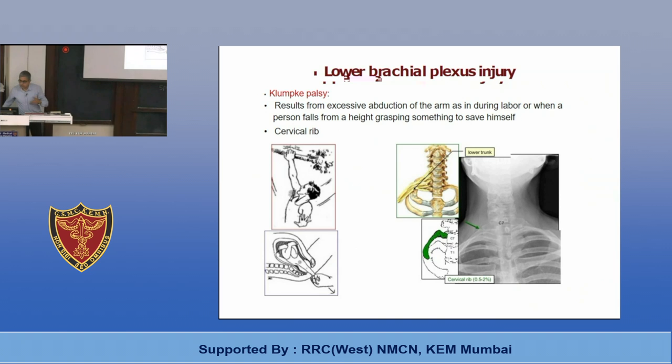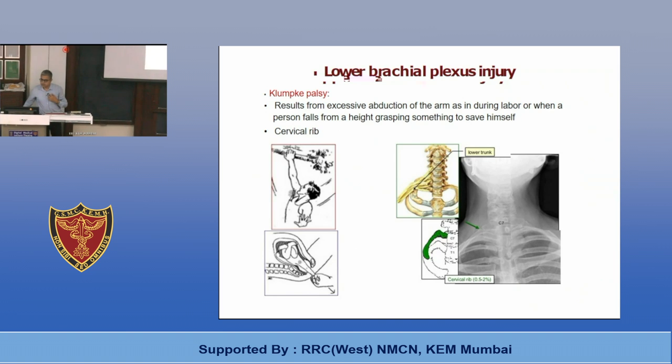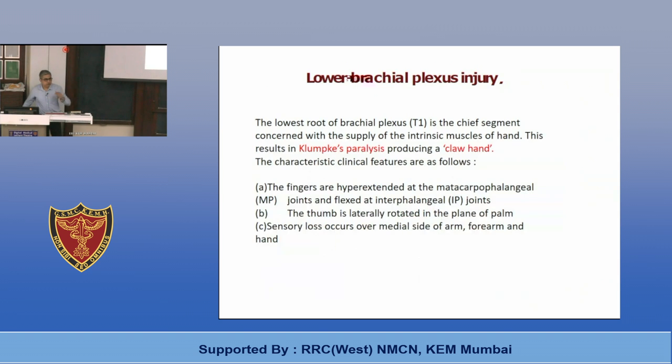So these are the conditions; cervical rib can also lead to Klumpke paralysis. The action I already told you, the same thing, claw hand will happen, but on both sides, ulnar and median nerve, because both components carry from the lower trunk.